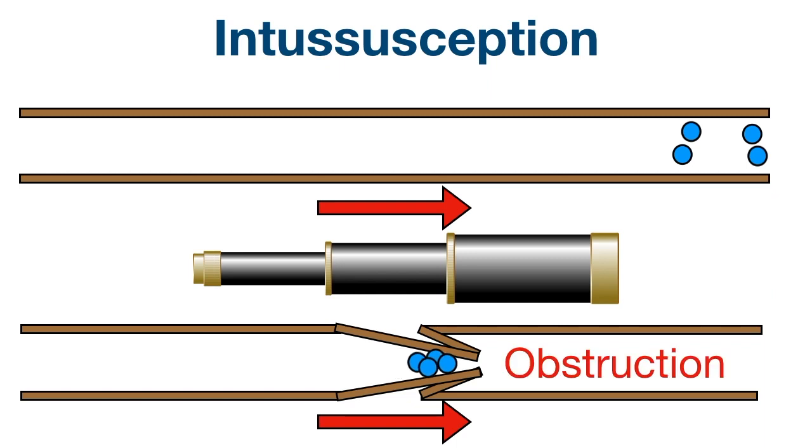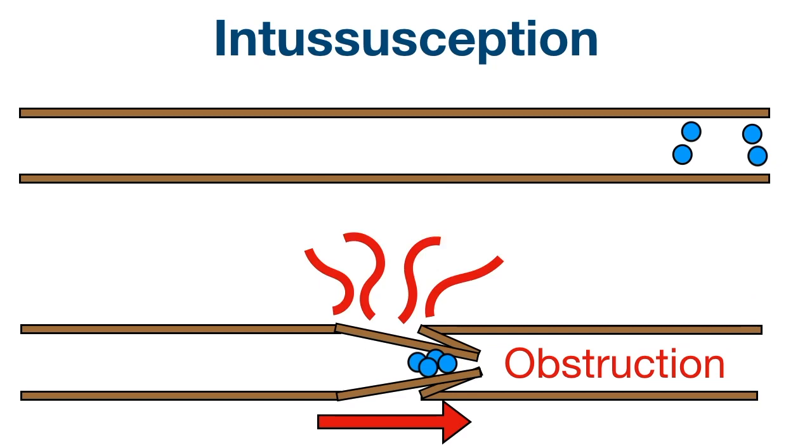The telescoping of the intestine may also cut off blood supply to the affected area of the bowel. This can cause the area to become even more swollen or edematous, which can cut off the blood supply even more. And this can lead to worsening obstruction, bowel ischemia, and bowel necrosis.